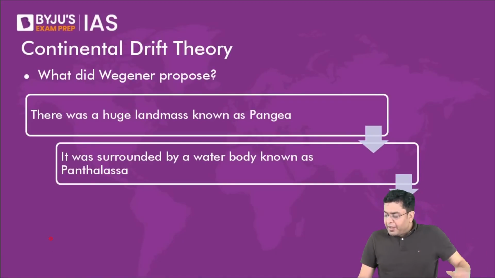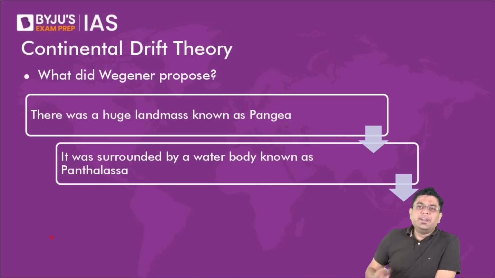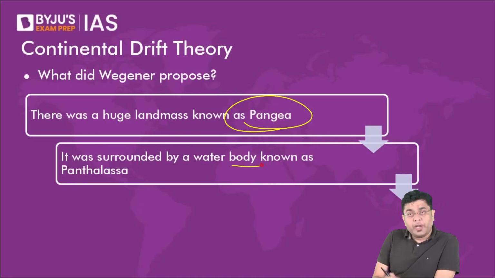So, when we talk about it, what is it that he proposed? First of all, there was a huge landmass known as Pangaea. It was surrounded by a water body known as the Ocean of the World or Panthalassa.